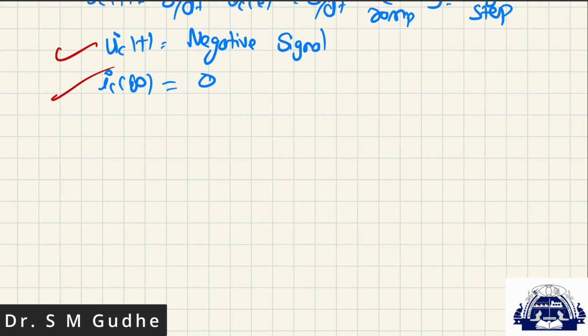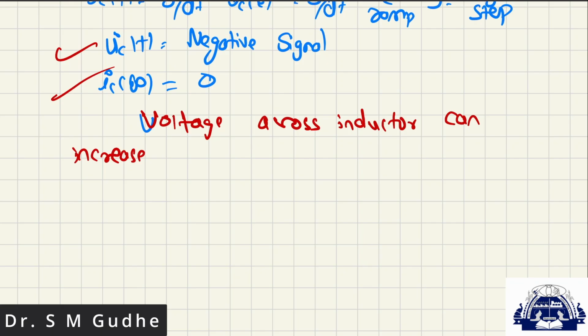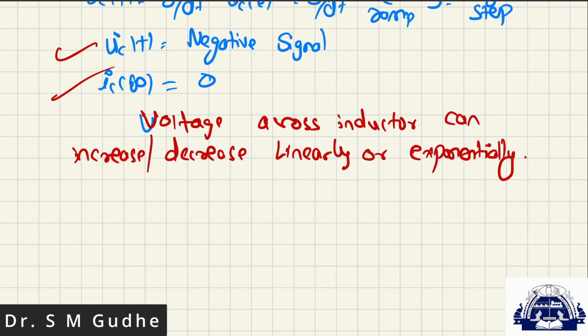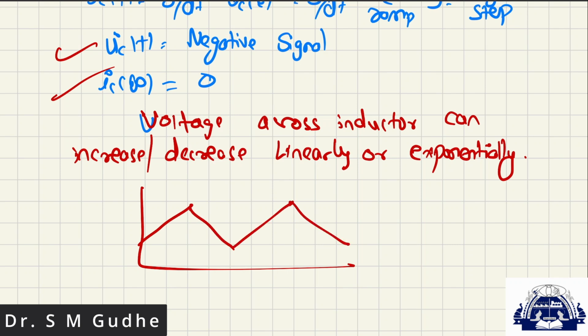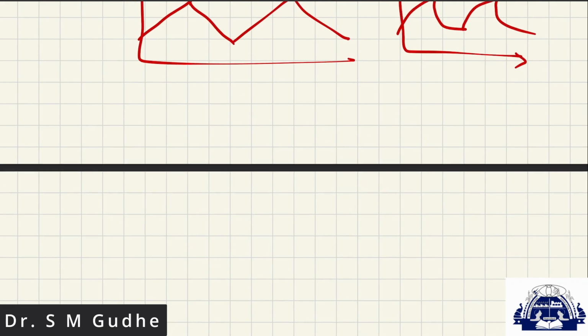So voltage across an inductor can increase or decrease, linearly or exponentially. Decrease does not mean negative. Voltage can be increasing or decreasing linearly, or increasing or decreasing exponentially, but not negative. Voltage cannot be negative, but inductor current can be negative. Let us see the direction of the capacitor current.